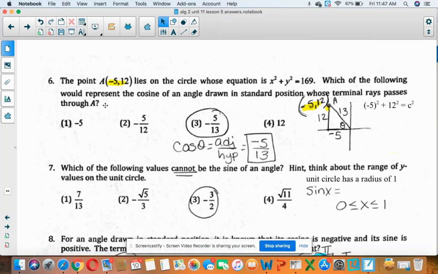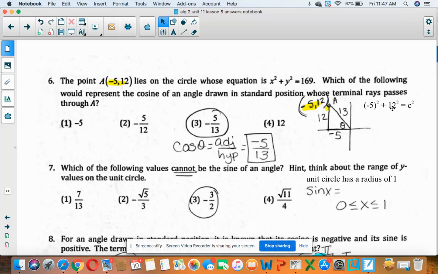Number 6, I have the point negative 5, 12 lies on the circle whose equation is x squared plus y squared equals 169. Which of the following would represent the cosine of the angle drawn in standard position whose terminal ray passes through point A? So I drew a picture right here. Negative 5, 12 is going to be over here in the second quadrant because it's negative 5, positive 12. Okay, I did the Pythagorean theorem to find this missing hypotenuse of 13.